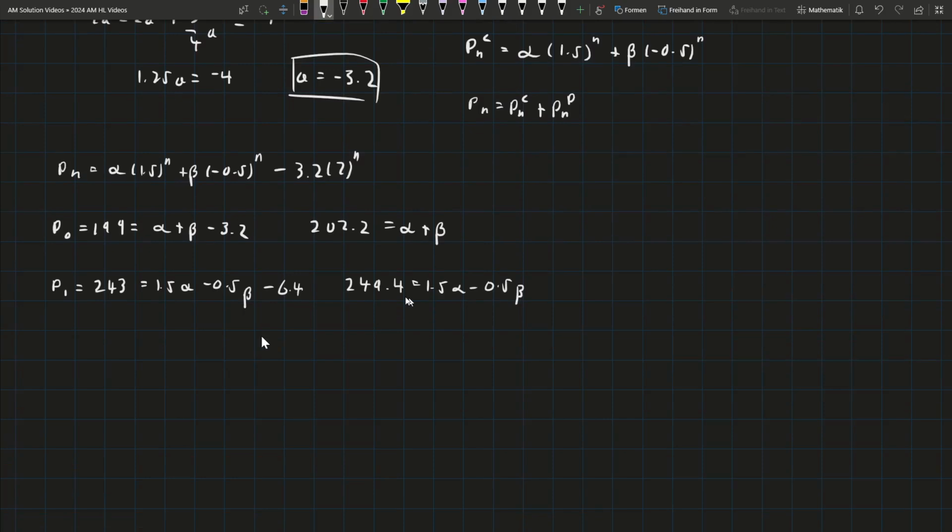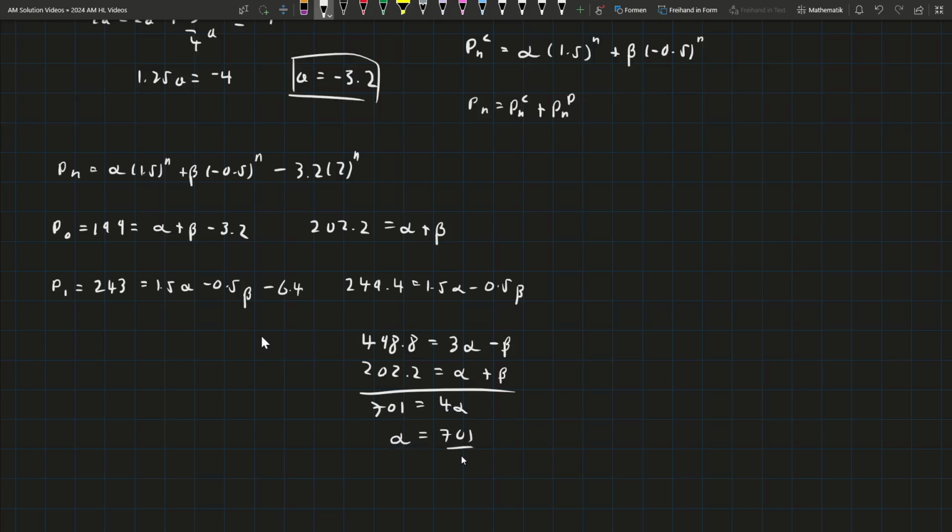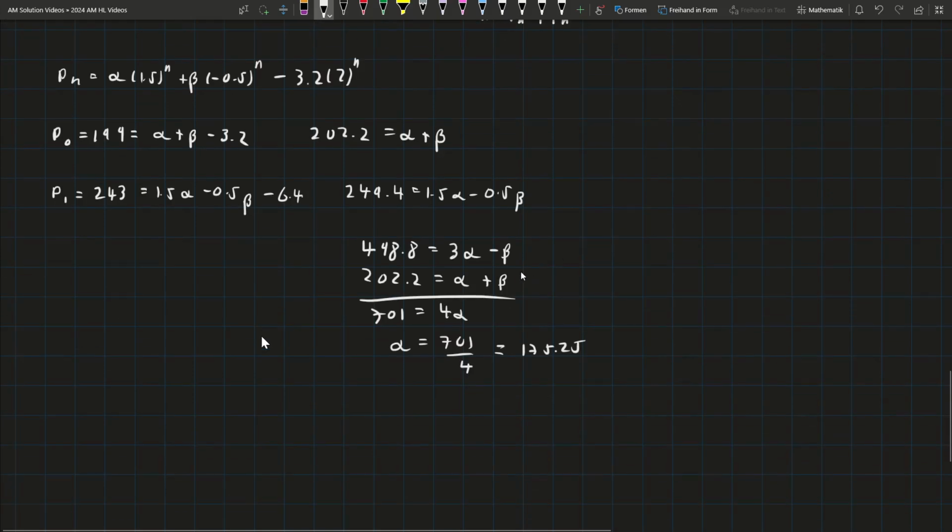So we have 249.4 times 2 is going to be 498.8. That'll be equal to now 3 alpha minus beta. Let's add that to this equation, which equals alpha plus beta. You'll see they cancel. Add 202.2. And we get 701 equals 4 alpha, which means that alpha is equal to 701 over 4, which if you put into your calculator, it's 175.25.